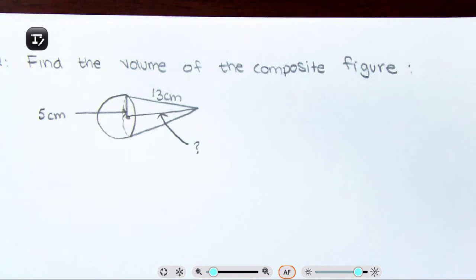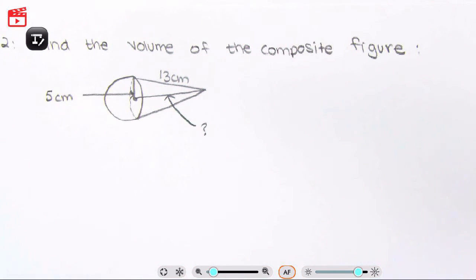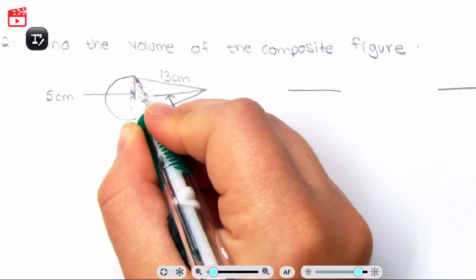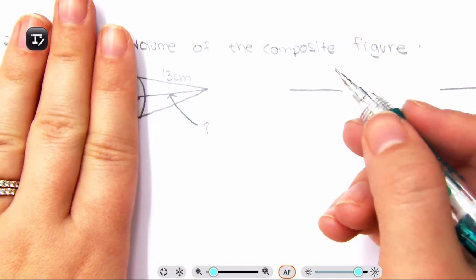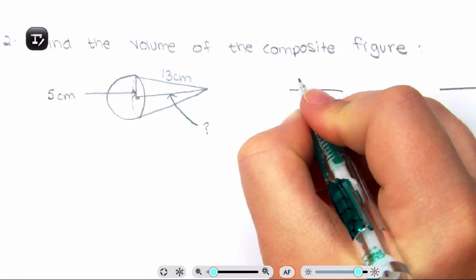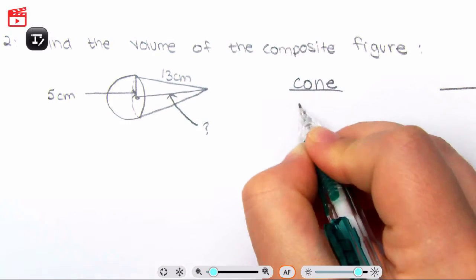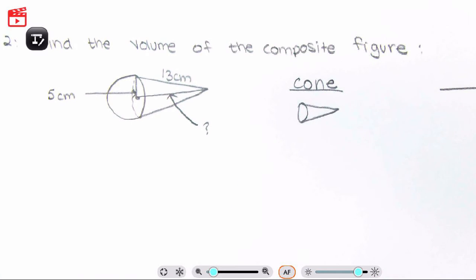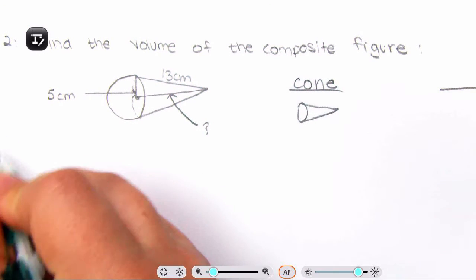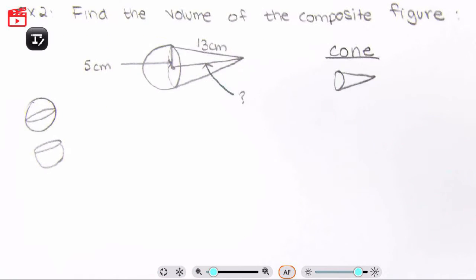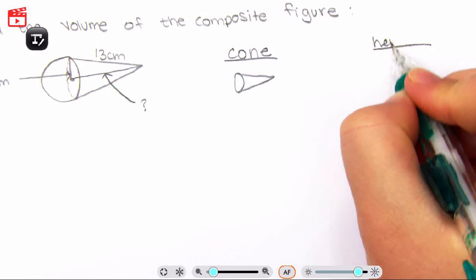All right, let's do another example. Find the volume of the composite figure. So what do we have here? Again, step number 1 is identify your shapes. I have here, if you can see this, that is a cone. I'm going to just draw it out so that way you can see that is a cone. And then what do we have here? Remember, that is a sphere, and half of that is a hemisphere. So we have a hemisphere.